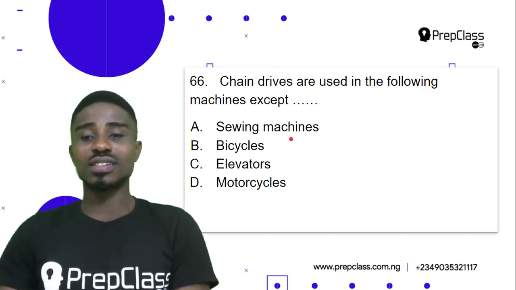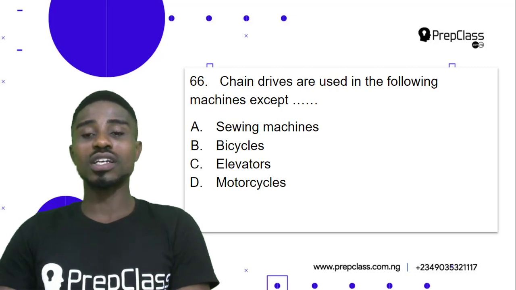Question 66. Chain drives are used in the following machines except A. Sewing machines, B. Bicycles, C. Elevators, D. Motorcycles. For us to carefully select the correct answer, we need to understand the question, then we analyze one of the options and see which one best answers our question. Now, we are looking at a machine that does not use a chain drive.